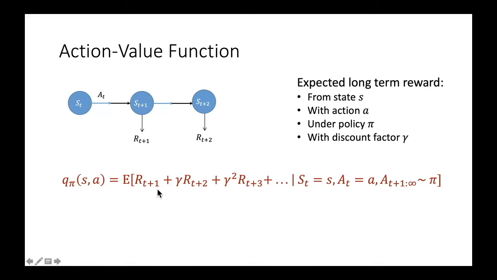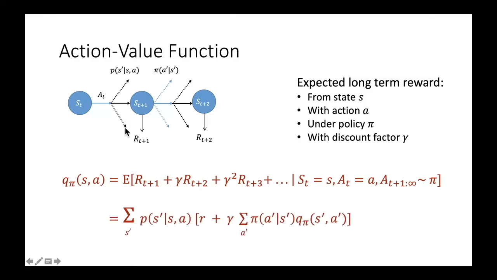Mathematically, it is defined as the expected discounted sum of future rewards, or the expected long-term reward starting from state S, taking an action A, and following a policy pi thereafter. So the first action is fixed, and then it has to follow the policy pi. And of course, the discount factor is also fixed. Now, this expression within the expectation can be expanded by looking at this figure here.